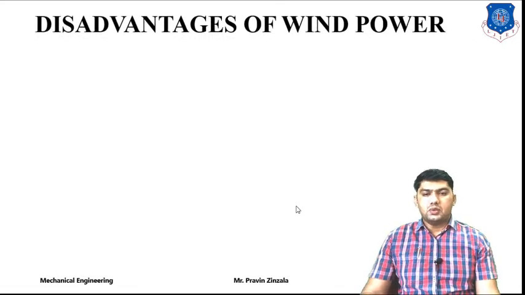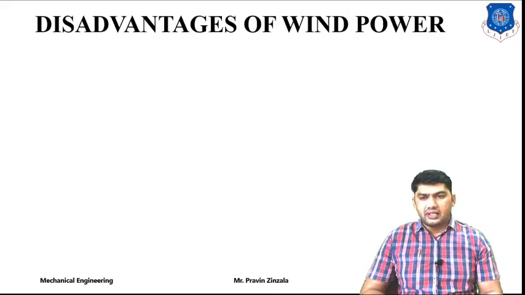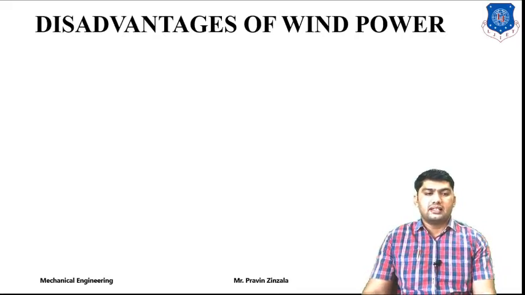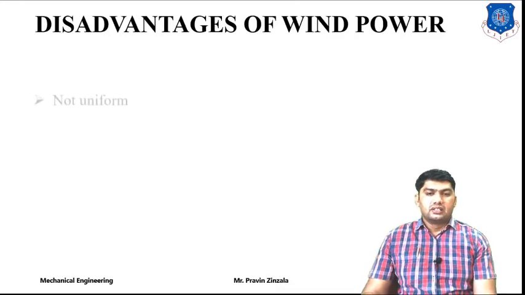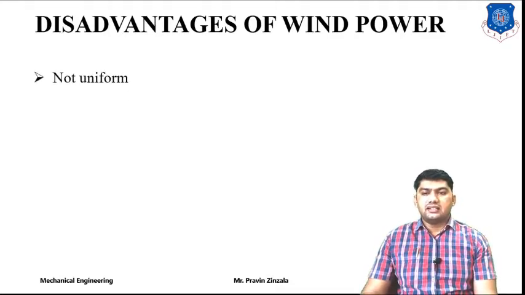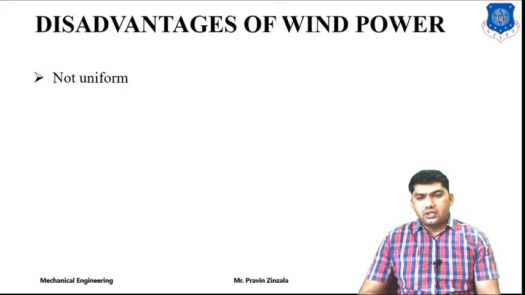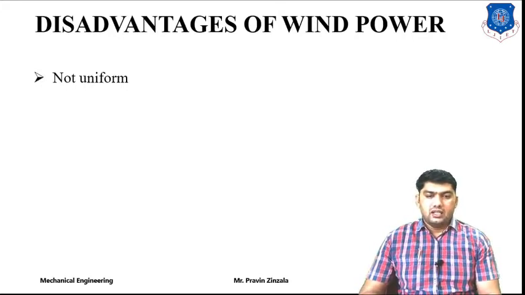Now we will discuss the disadvantages of windmills. In any system there are advantages and also some disadvantages. According to application, maintenance, utilization, and pollution, we can make a comparison of disadvantages. The first disadvantage is that wind is not uniform, because wind in nature continuously fluctuates and our requirement is uniform wind.